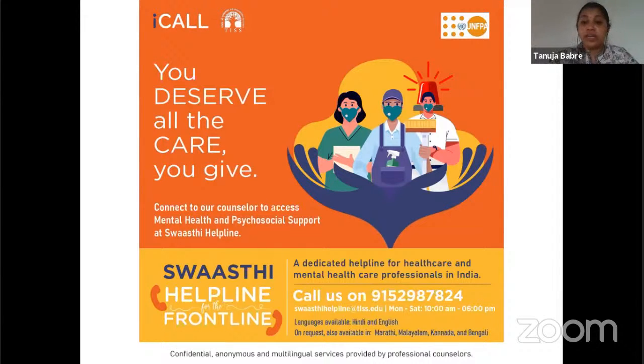You can reach out on the number which is given on the screen, or you can even write an email to seek counseling services. The helpline is available from Monday to Saturday, 10 a.m. to 6 p.m. All the counselors can speak English and Hindi. However, apart from that, upon request, Marathi, Malayalam, Kannada, and Bengali are also available.